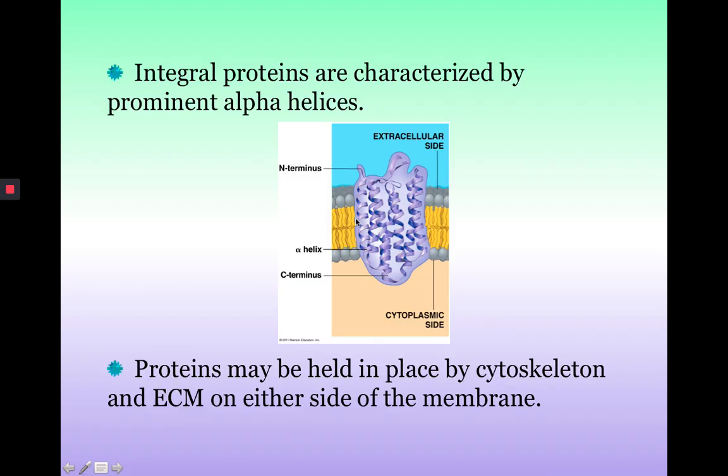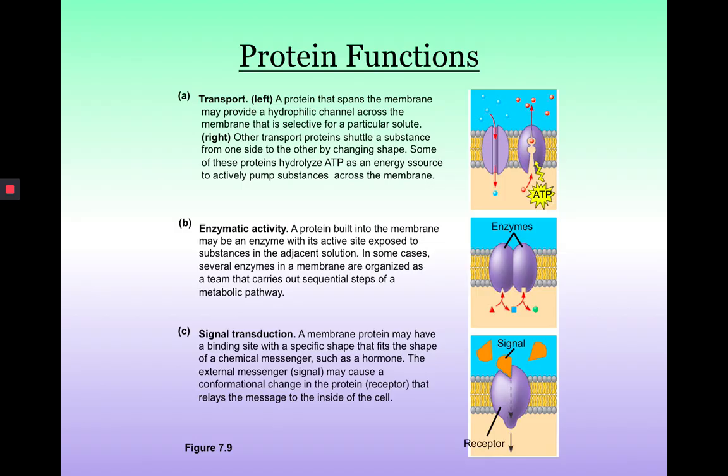So what kind of R groups would you have right up alongside the hydrophobic tails? Nonpolar R groups. And which kind of R groups would you have right up against the cytoplasm or the water here? Polar R groups, or electrically charged R groups. Proteins may be held in place by the cytoskeleton and the ECM on either side of the membrane, so they're not necessarily always on the move. They could be immobile if they're connected to something.